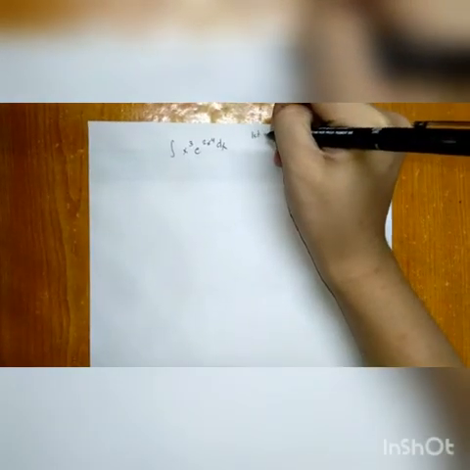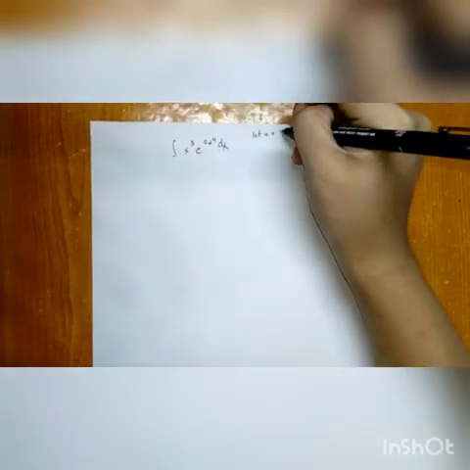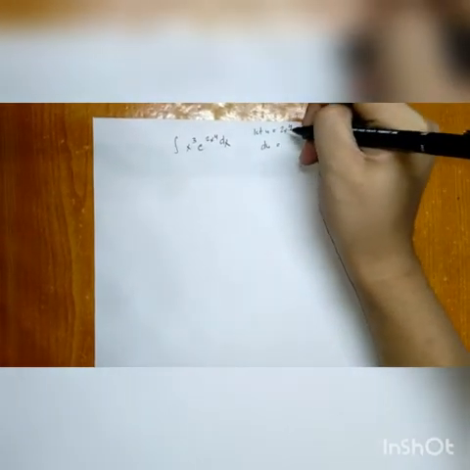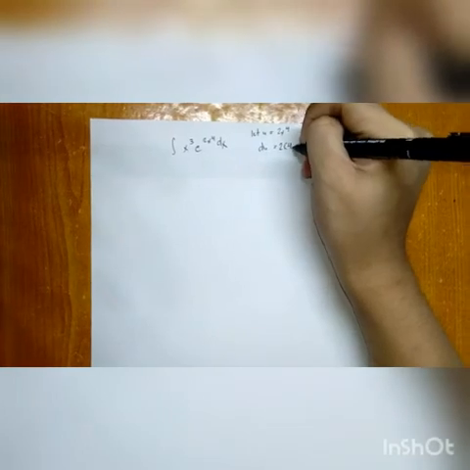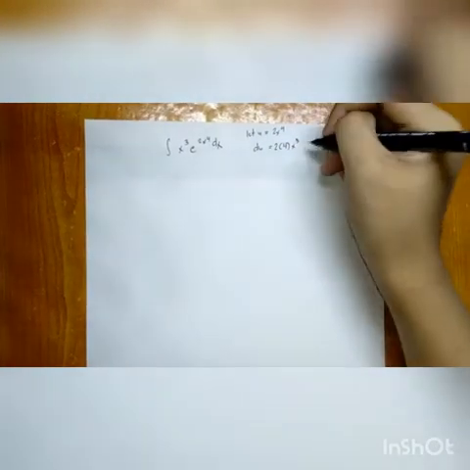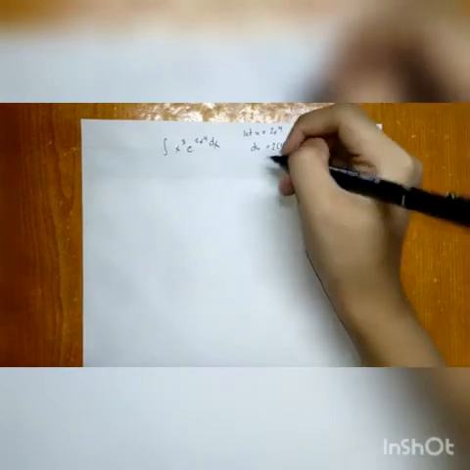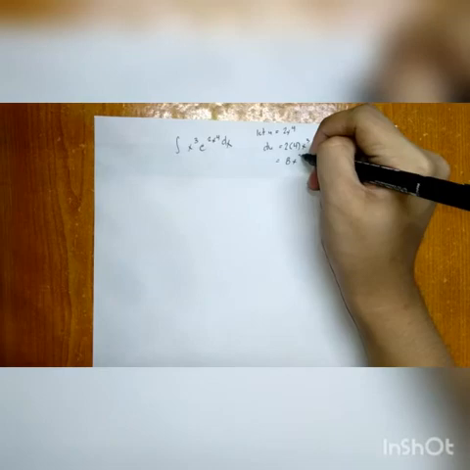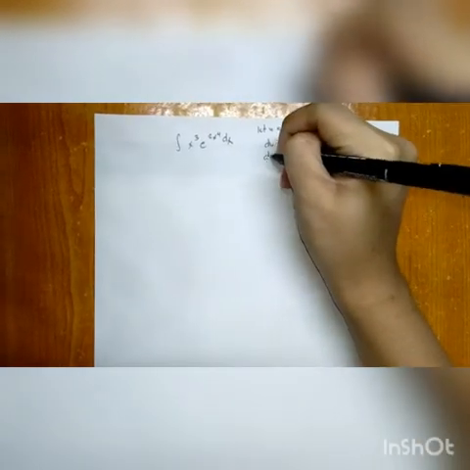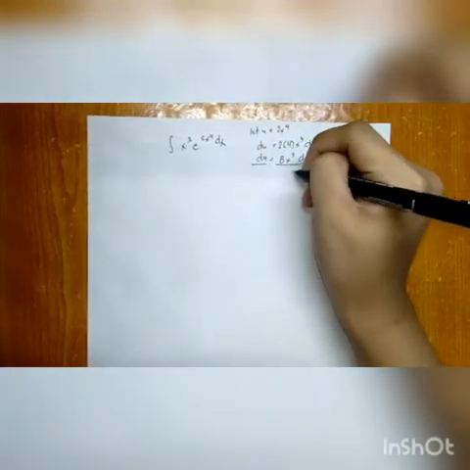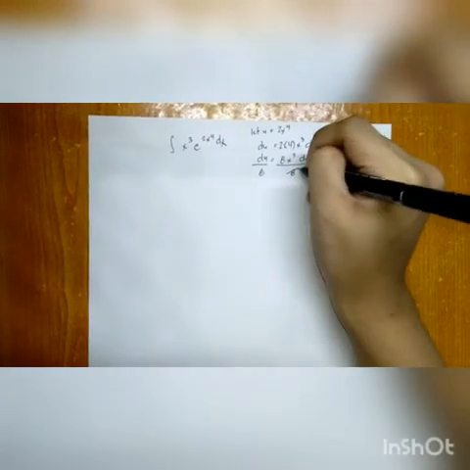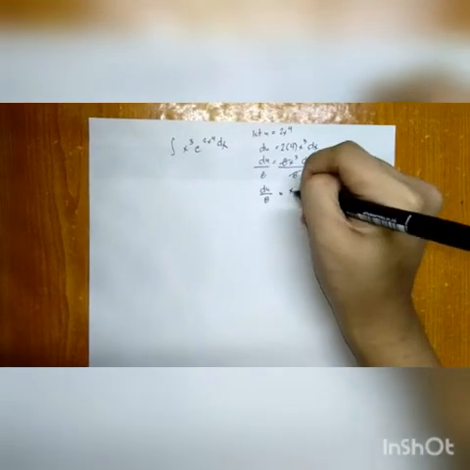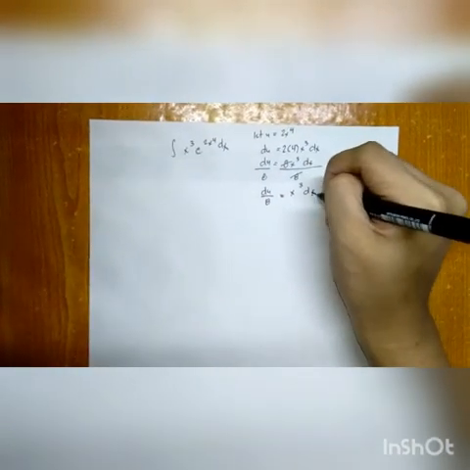We will let u equal the exponent, 2x raised to 4, and du be equal to 2, bring down 4, x to the 3 dx. This is the power rule. 4 times 2 is 8x cubed dx. To find dx, we will divide both sides by 8. So du over 8 is equal to x cubed dx.